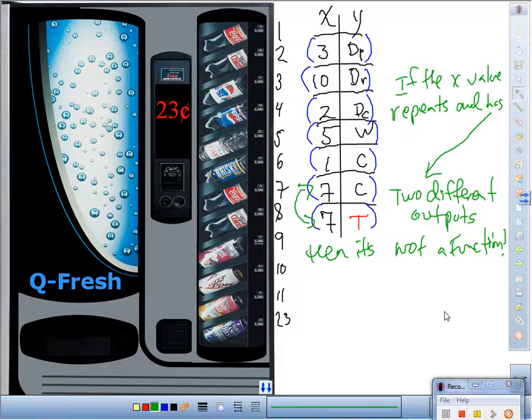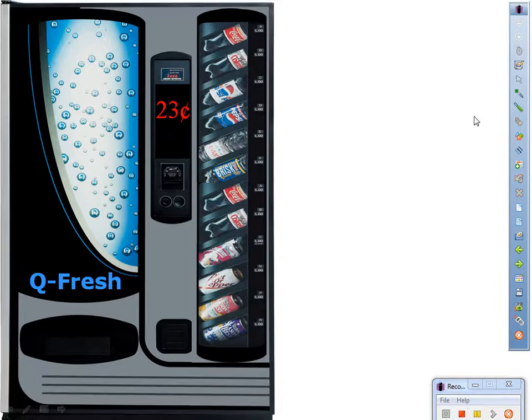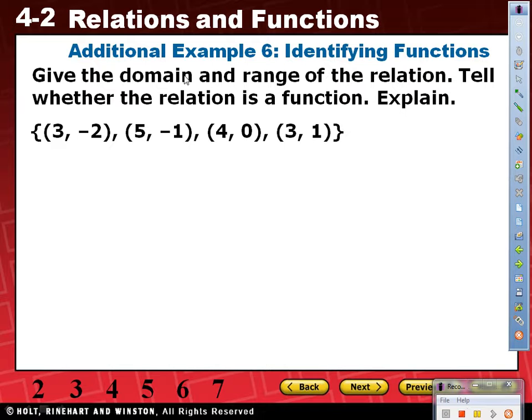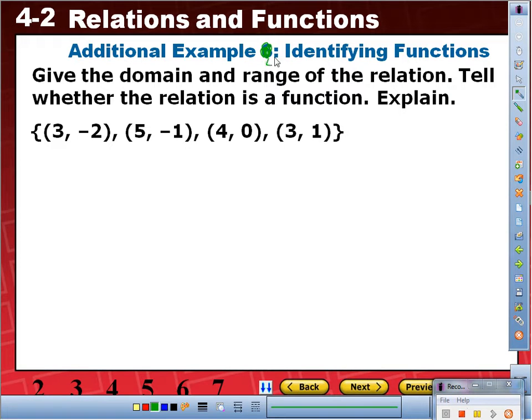All right, copy this next example down, please. Only copy the relation, please. Here we go. Example 4. Copy this relation down, please: 3, -2, 5, -1, 4, 0, 3, 1. Copy that down, please. And as you're finishing up, I want you to make a table on the side.